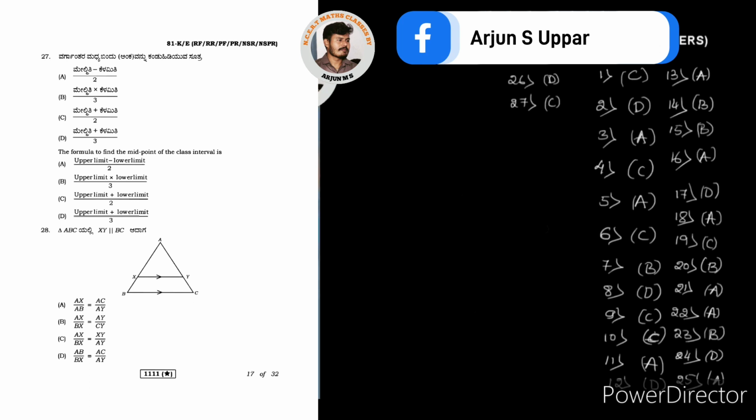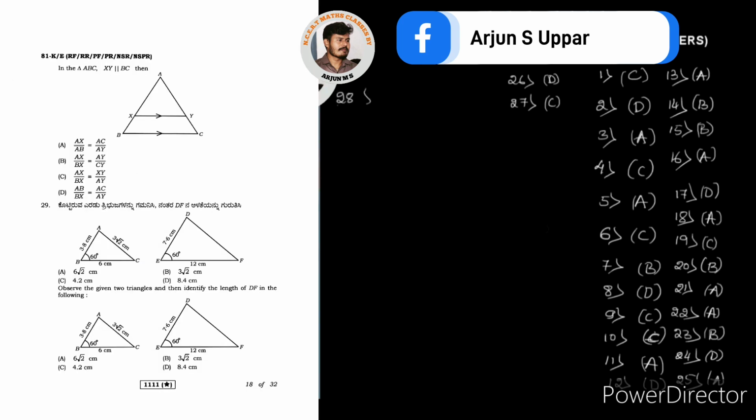So now take down the 28th question. In that question, they are given that in triangle ABC, XY is parallel to BC, then according to the basic proportionality theorem, AX by BX is equal to AY by CY is the right answer. So option B is correct for the 28th question.